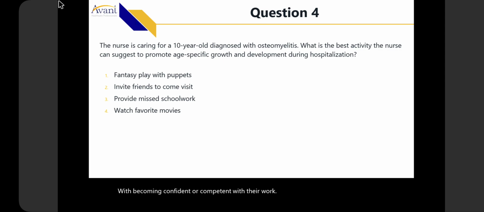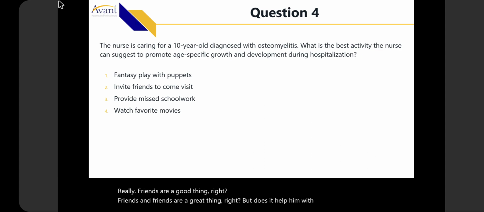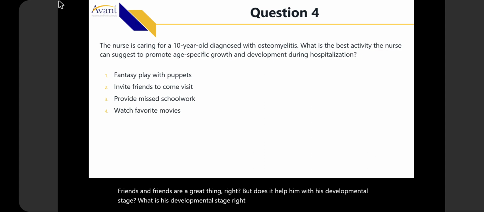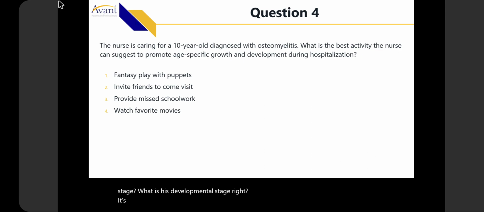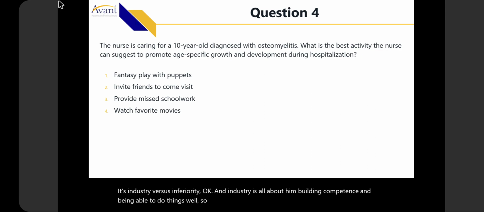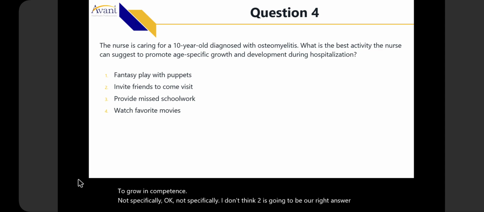Not really, right? Friends are a good thing, right? Friends of friends are a great thing, right? But does it help him with his developmental stage? What is his developmental stage? It's industry versus inferiority, okay? And industry is all about him building competence and being able to do things well. So, are these friends going to help him to grow in competence? Not specifically, okay? I don't think two is going to be our right answer.